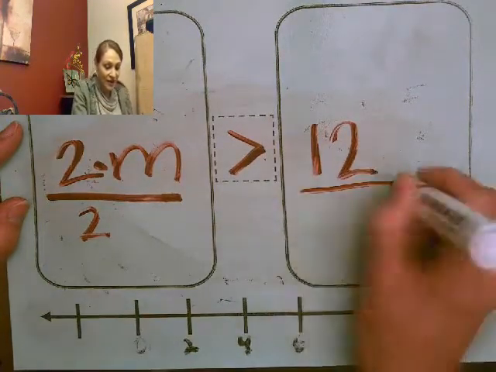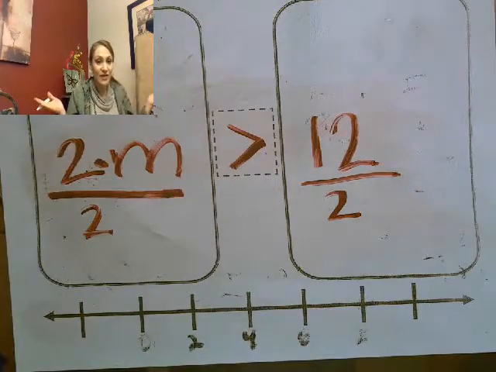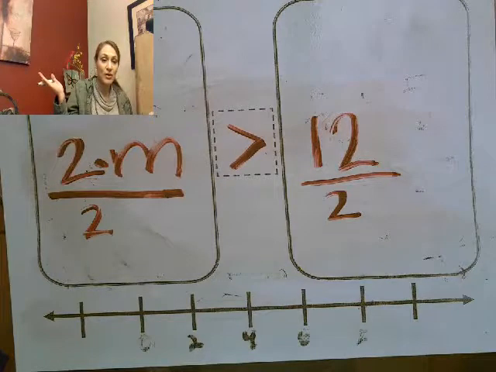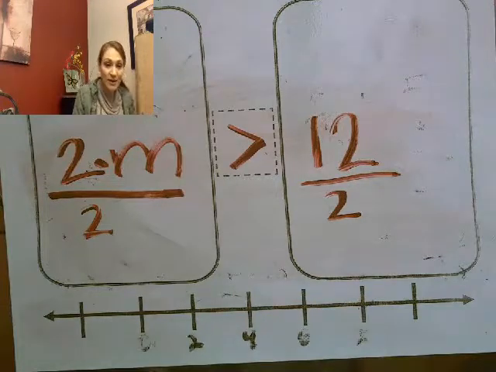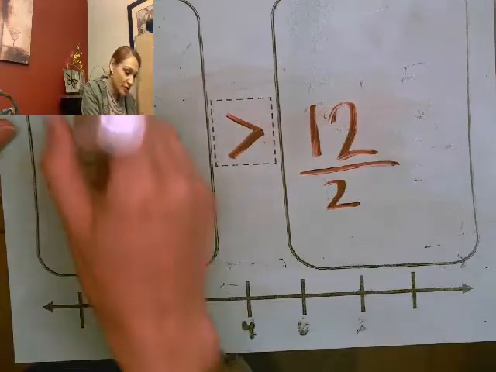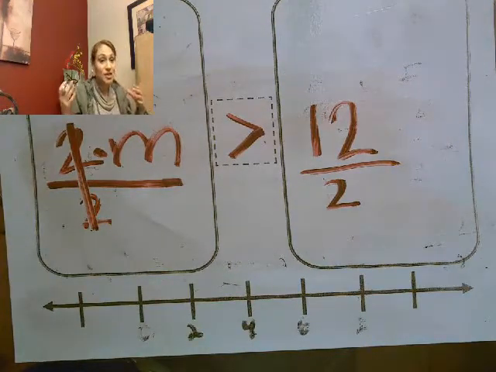So on this side, I have to do the same thing because remember the whole balancing thing? If I divide by 2 on one side, in order for me to stay balanced, I got to do the exact same thing to the other side to stay balanced. So now I'm balanced, right? So 2 divided by 2, that's easy. That's 1. And 1 times m is just m.